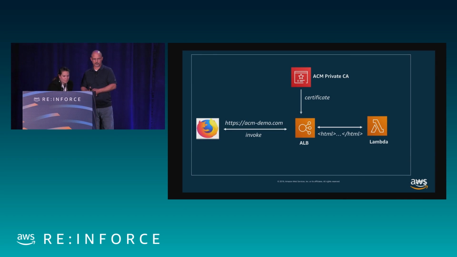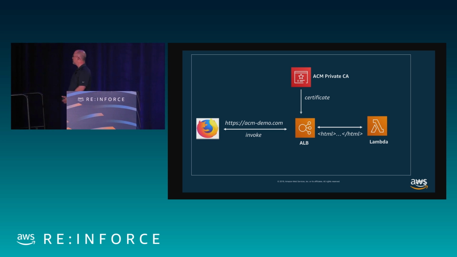We're going to show you a demonstration of ACM Private CA and use this diagram as the architecture. In this architecture, there is an application load balancer, which is backed by a Lambda function. And the Lambda function supplies HTML code back to the application load balancer. The goal is to establish a secure TLS connection between this Firefox browser and the ALB. And the Firefox browser is going to hit this domain, acmdemo.com. This private domain, and the certificate for this private domain is going to come from the ACM service.